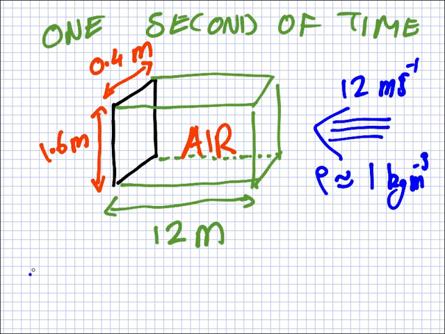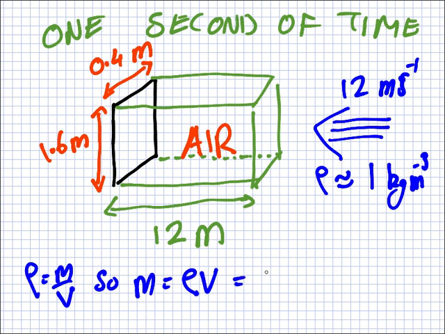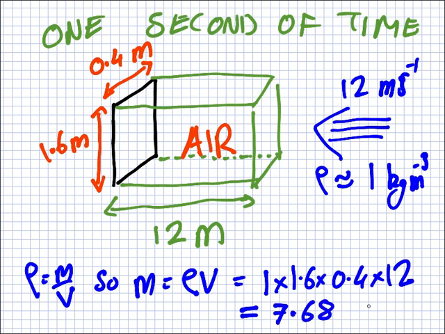So, what I want to do is calculate the mass of the air here. What is the formula for mass? Because density is mass over volume, mass is density times volume, which in this case will be 1 times 1.6 times 0.4 times 12. What's that, please? 7.68 kilograms.